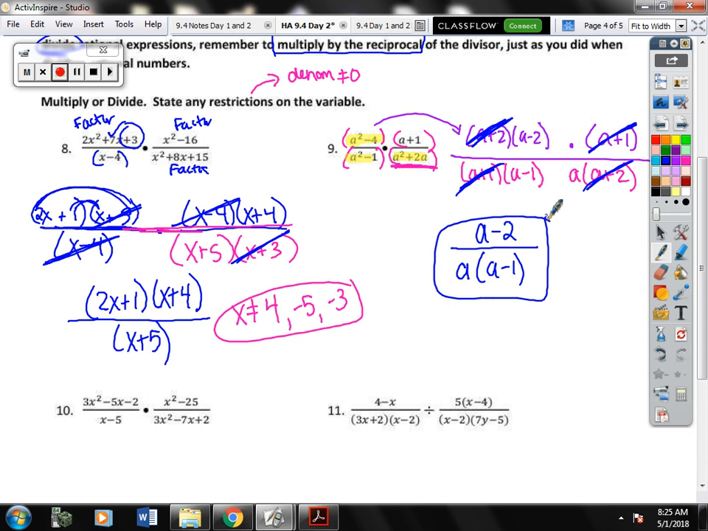Now the restrictions, remember, your restrictions are anything that ever showed up in a denominator ever. When we see dividing, it will actually include the original denominator and the new denominator when you flip it. So even though we cross these out, they still are restrictions. So a cannot equal positive or negative 1, positive 1.